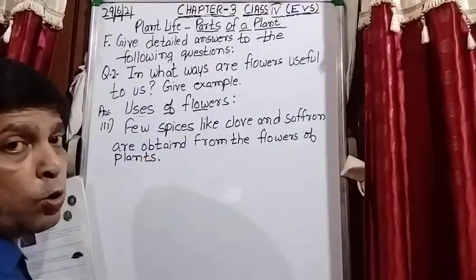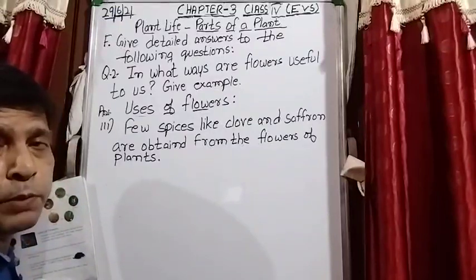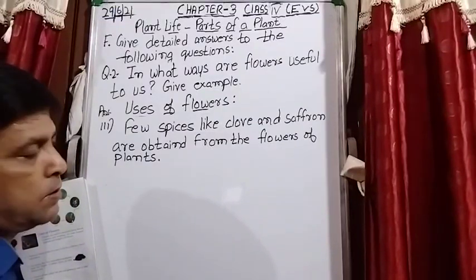Few spices like clove and saffron are obtained from the flowers of plants.